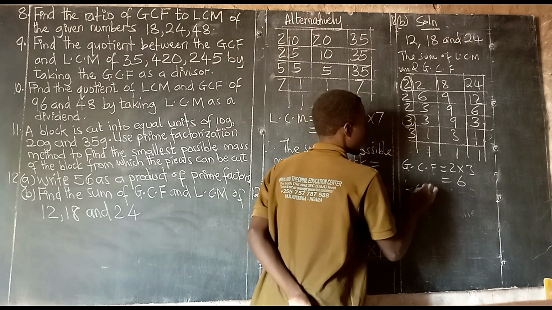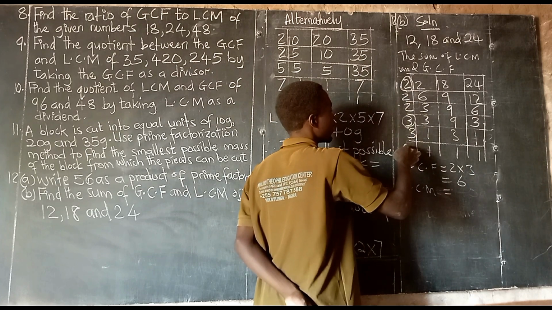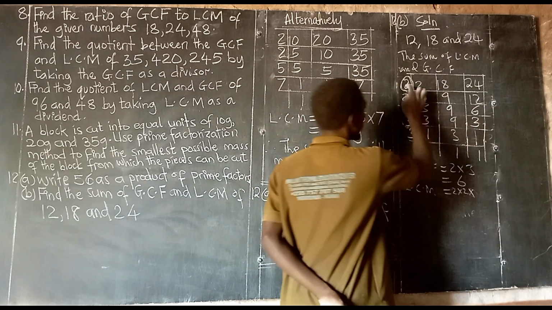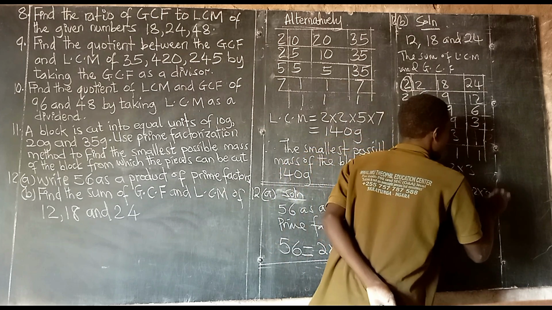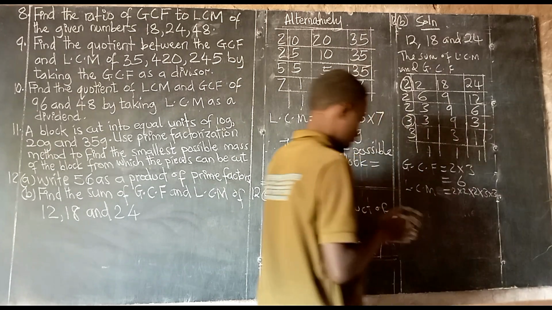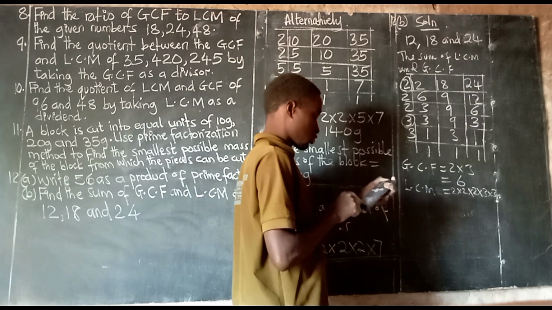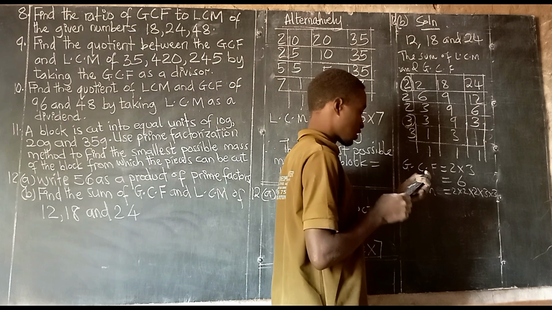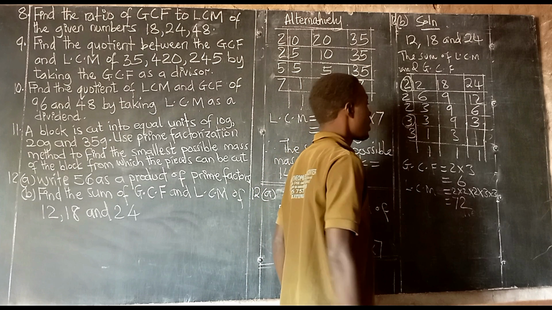Again, the LCM. The LCM, as I've told you, we take the product of all the prime factors, regardless of whether they have divided all the 3 numbers or not. So we take 2 times 2 times 2, times 3 times 3. What do we get here? We are taking 2 times 2 times 2, times 3 times 3. So what do we get? We get 72, as you can see.